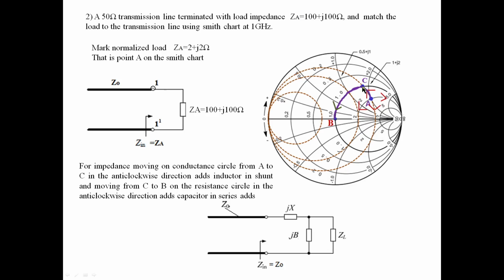Next, what we can do, we are here. From here you move over the resistance circle. This is the R is equal to 1 circle. From here reach the center of the Smith chart. So from the load at first, we added one element, this element.